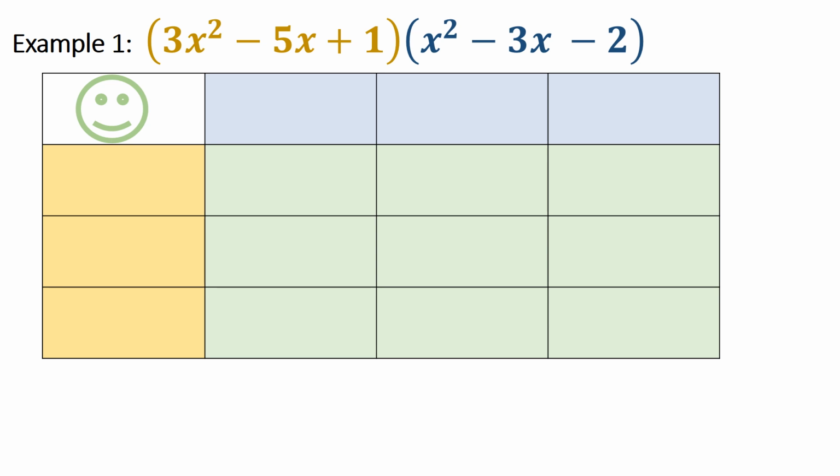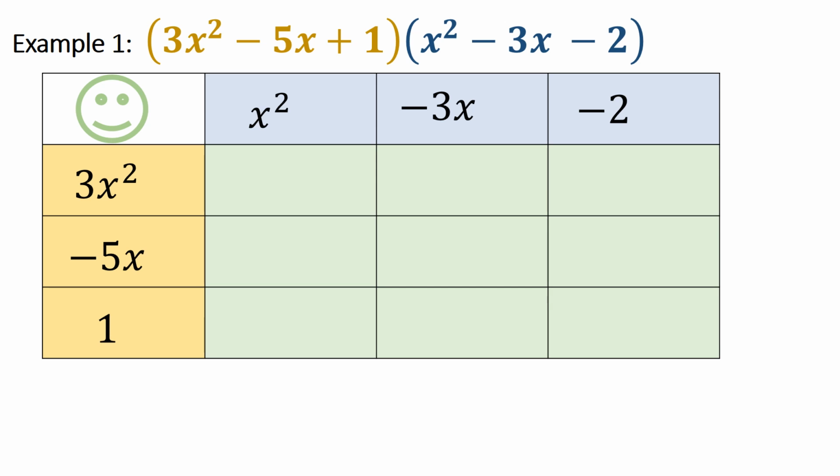So I'm going to start with my first trinomial and I'm going to put it down the column. In other words, I'm going to go 3x squared, and then minus 5x, and then plus positive 1. See how I wrote that in there? Now the second trinomial we're going to put across the top. We're going to go x squared, and then notice negative 3x, and then finally negative 2.